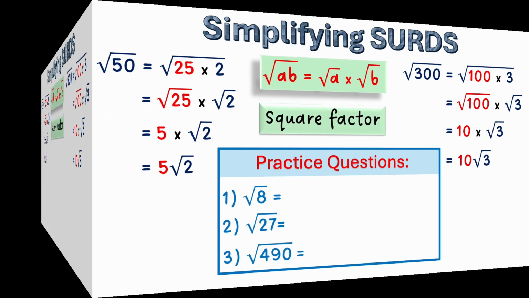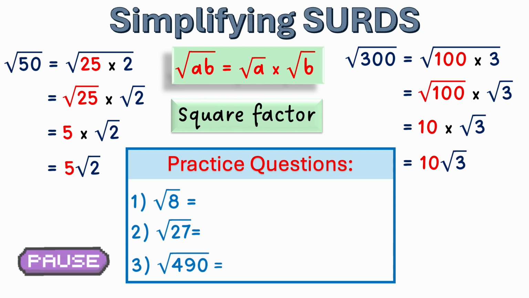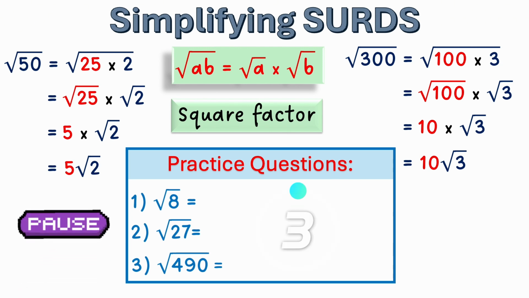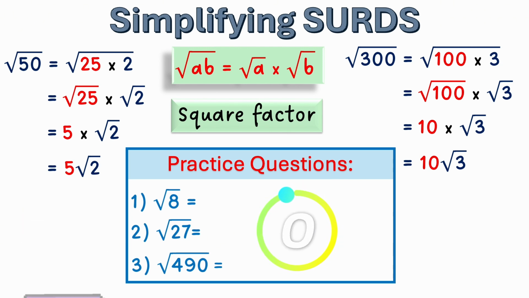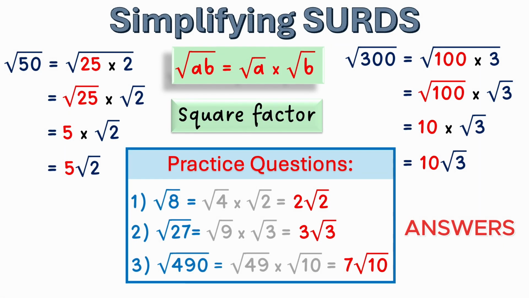Here are some practice questions for you. Pause here and have a go, then check the answers. Here are the answers. 2 square root 2, 3 square root 3, and 7 square root of 10.